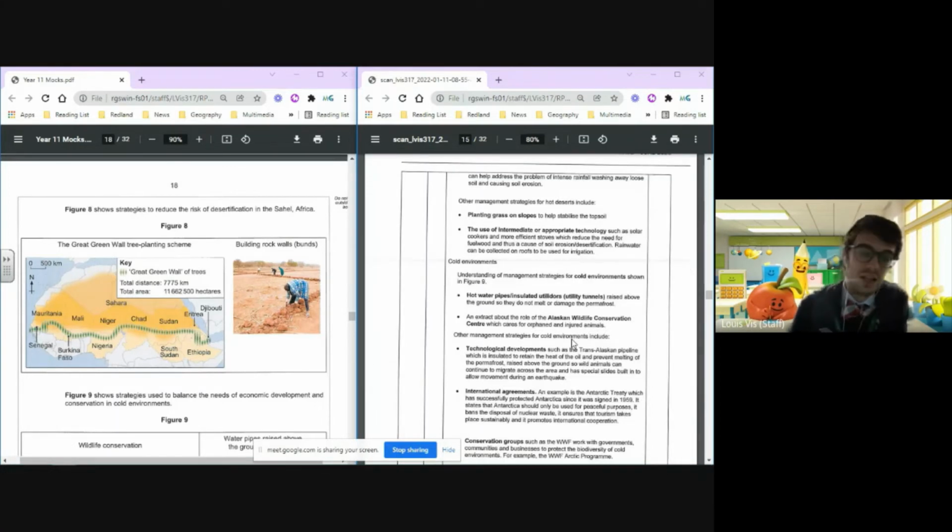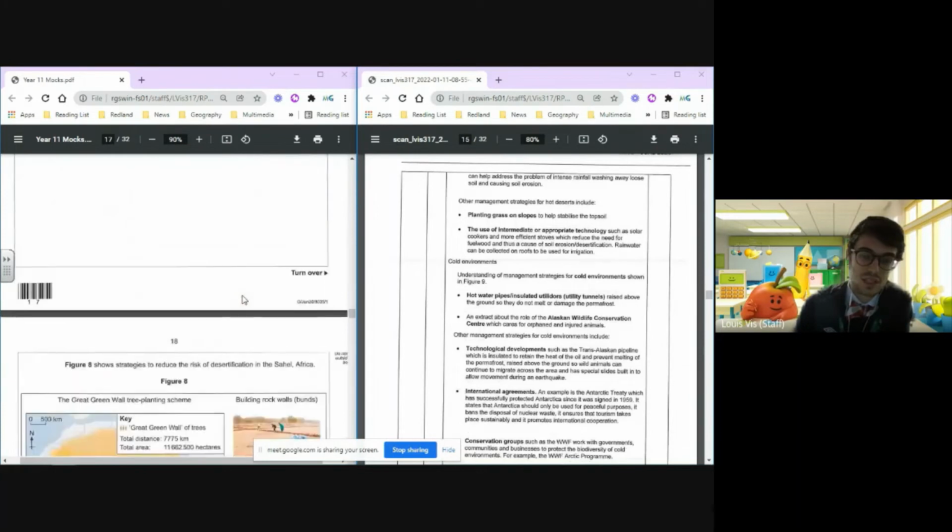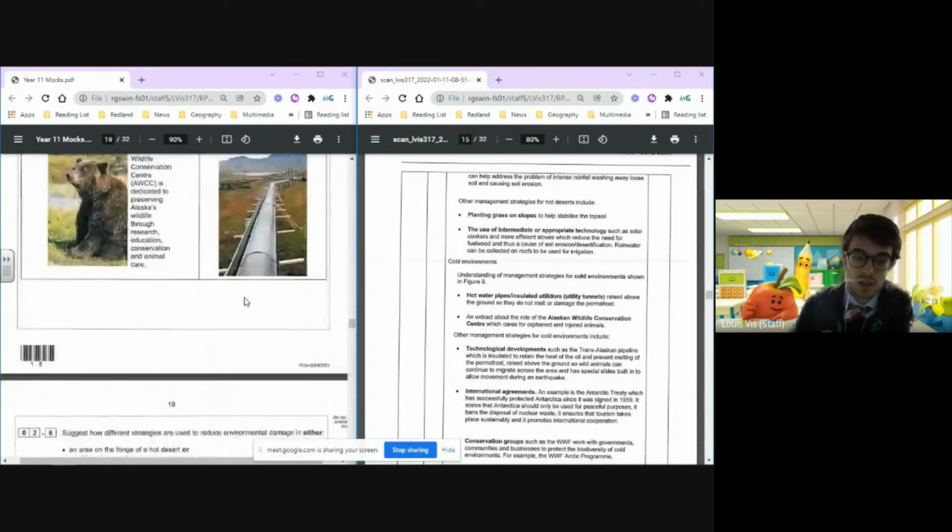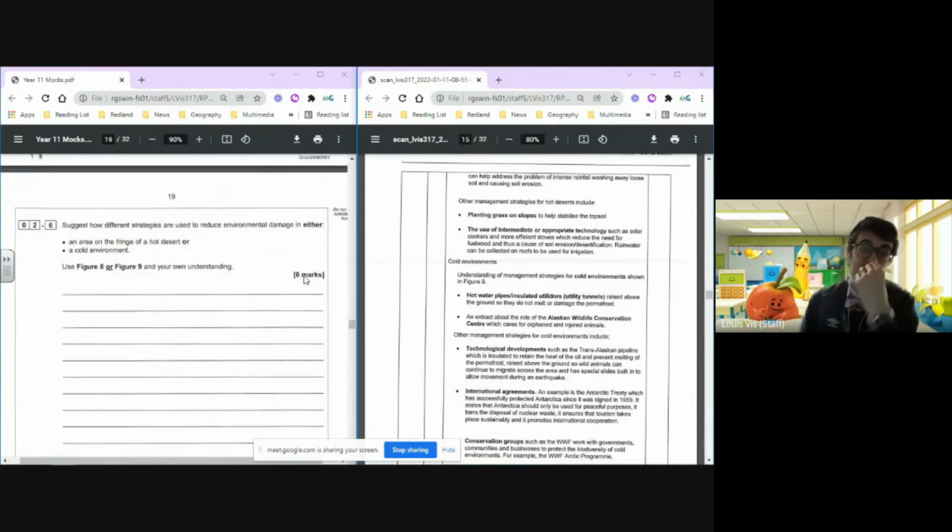And then cold environments, I'm going to skip that because we didn't study it. Okay. So in that case, again, it's a 6-mark question, not 9. So ideally, I want you to make 3 points, 3 examples, and explain how each of those work.